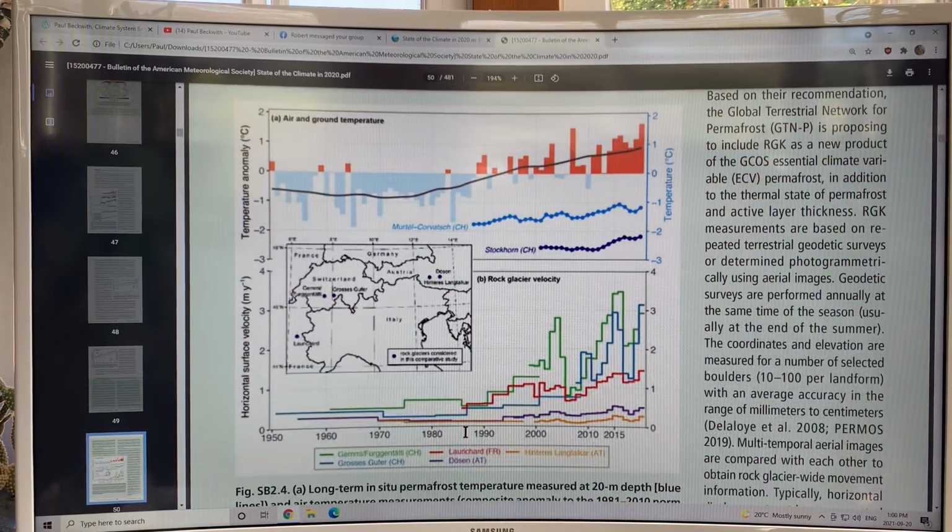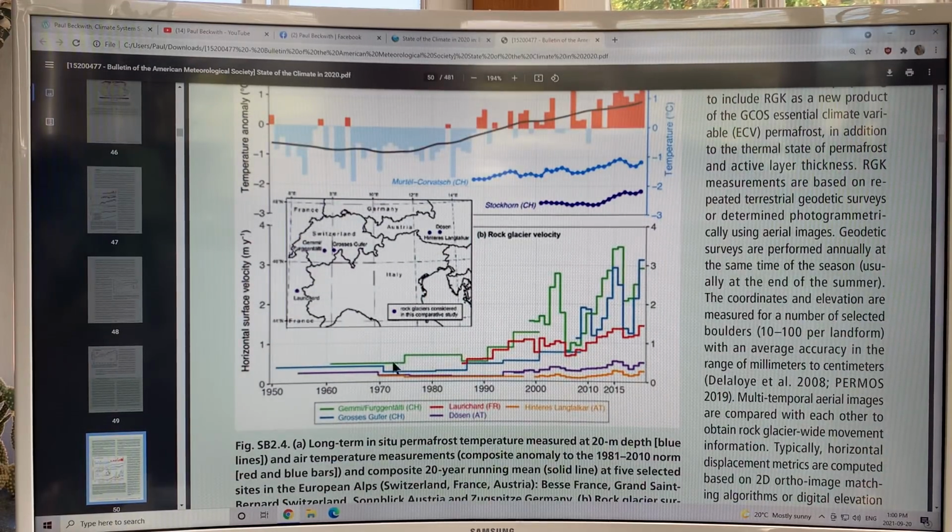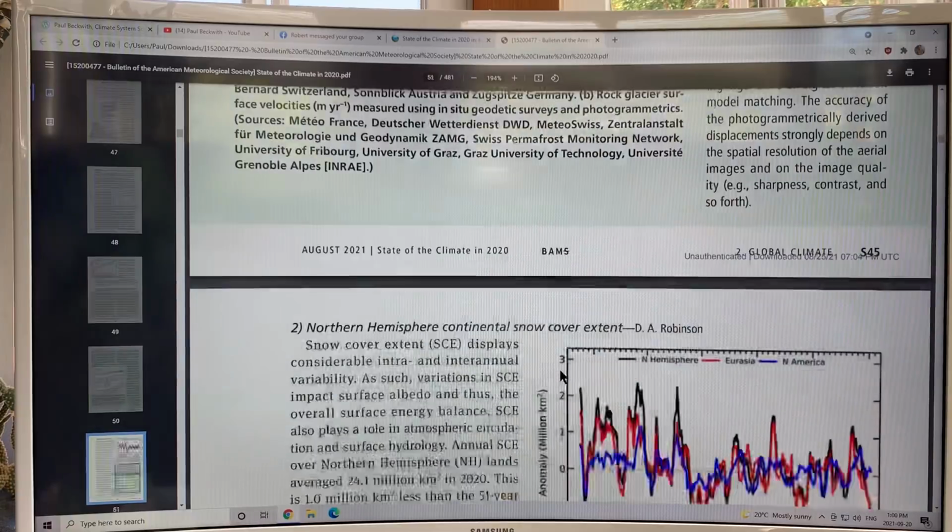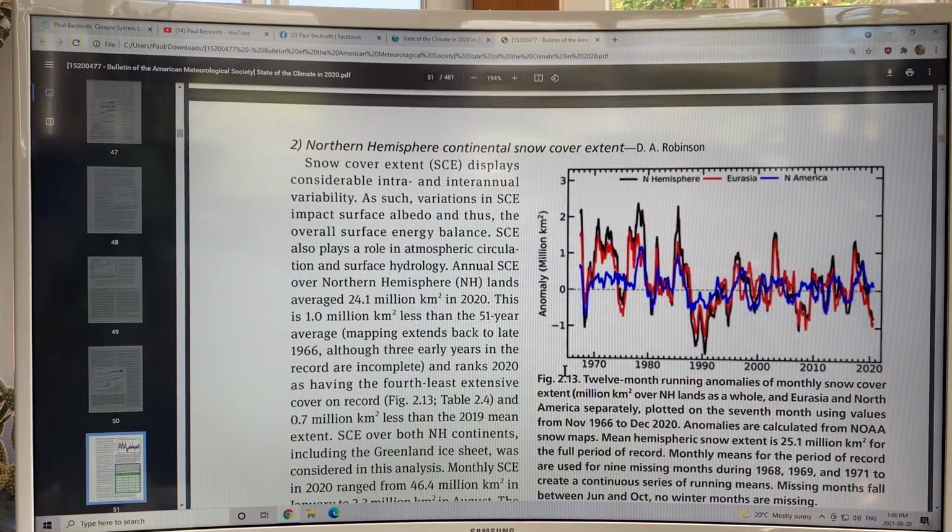Rock glaciers are being monitored. These are glaciers where there's lots of ice, but it's predominantly rocks, or rocks on top, a big mixture of rock and ice. And you can see that the velocity of these is increasing significantly since the 1990s, increased to 2000, notching up even more. And these are a good indication of the warming regions.